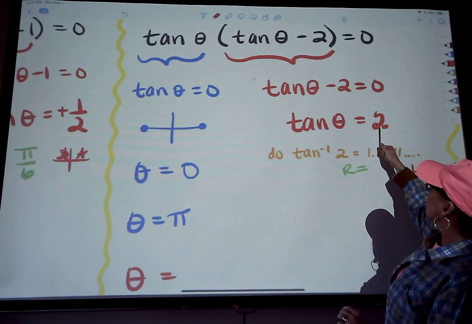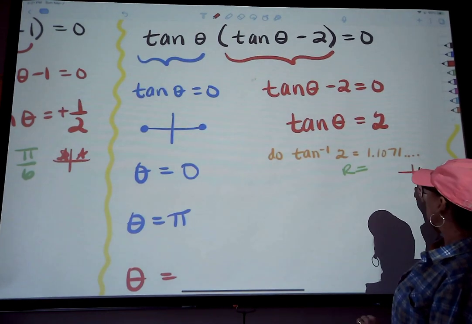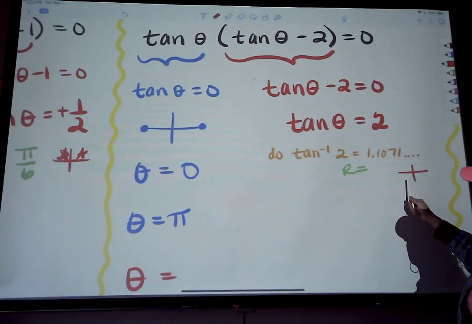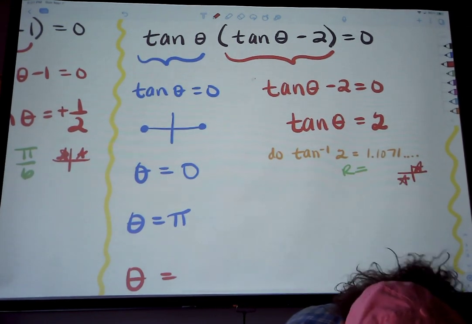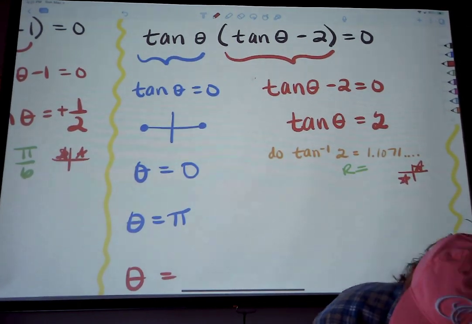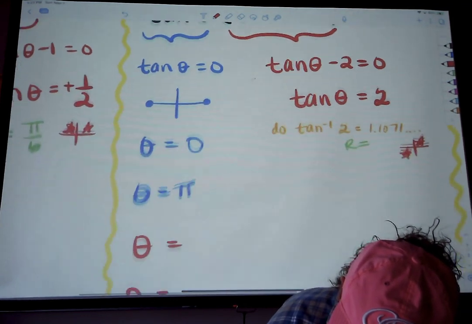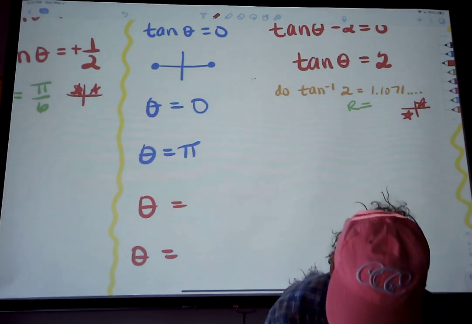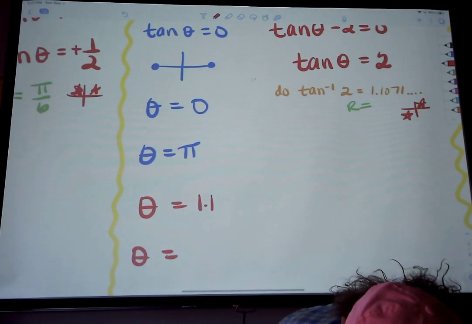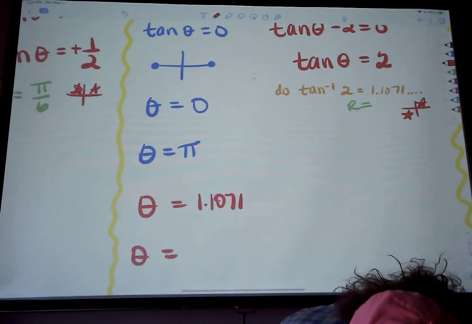That's my reference angle. This is positive, so I need to look for an angle in quadrant 1 and in quadrant 3, because tangent's positive there, here and here. Okay, well, the angle from quadrant 1 is easy. It's just my reference angle. So 1.1071.